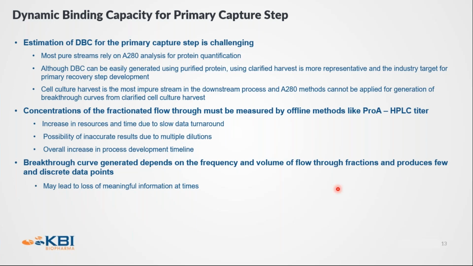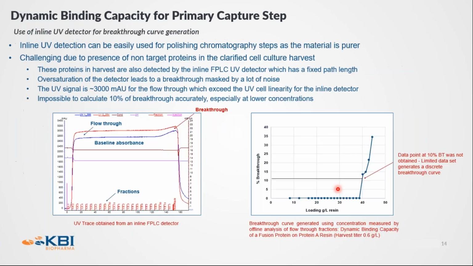There are some other disadvantages of the traditional method of fraction collection, and that is that the breakthrough curve is dependent to a large extent on the frequency and the volumes of the fractions you collect. And sometimes we see that we do not get a nice smooth curve. The curve is very discrete. I'm going to show an example in the very next slide. But these are some of the disadvantages of using the traditional methods.